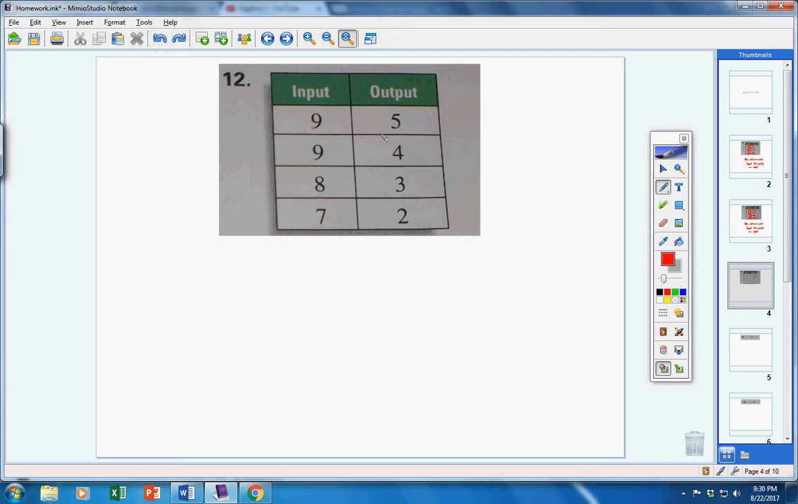We have 9 giving us an output of 5, and 9 giving us an output of 4. That means 9 has two different outputs. 9 has an output of 5, and 9 has an output of 4. So that only has to happen one time for the entire thing to fail. So this chart right here, this table, does not represent a function. It does not.